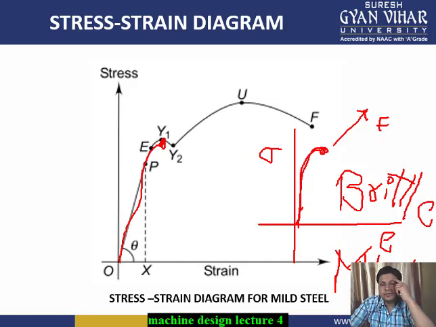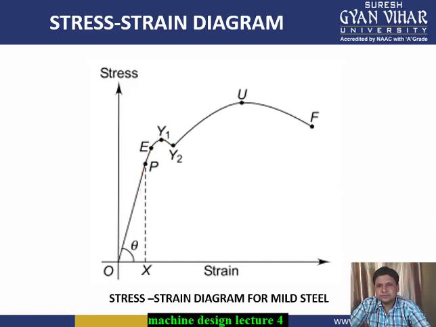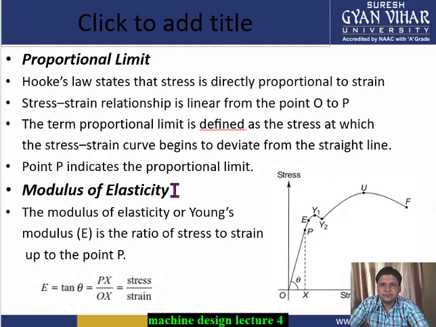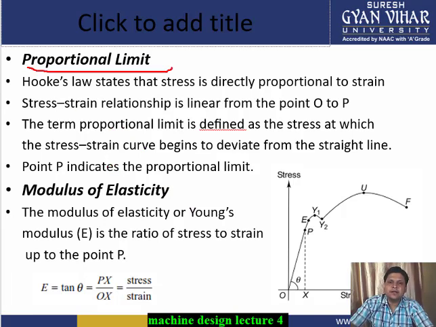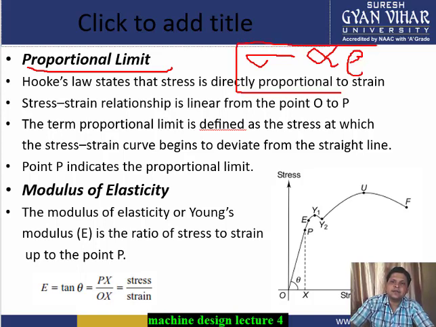All right. So this was a stress strain diagram. Now moving further, first of all, what was the proportionality limit? As we know, Hooke's law says stress is directly proportional to strain. This proportionality concept was given by Hooke, and therefore it is known as Hooke's law. According to Hooke's law, within elastic limit, within this limit, stress is directly proportional to strain.